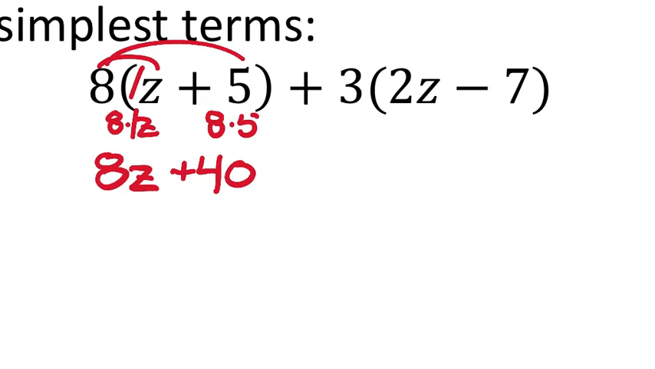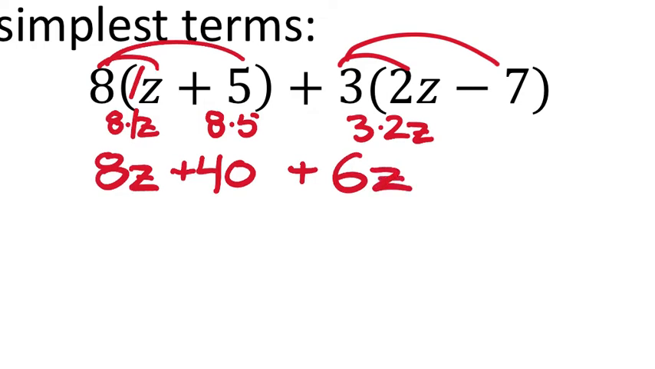Now I'm ready to distribute this 3 also into this set of parentheses. So that'd be 3 groups of 2 z's, which results in positive 6 z's. And then we also have 3 groups of negative 7. Now you'll notice I'm distributing this positive, as this 3 is positive because it's a plus sign there. 3 times negative 7 would be negative 21. So this is my new expression. It's not fully simplified though, so I need to finish by combining the like terms.